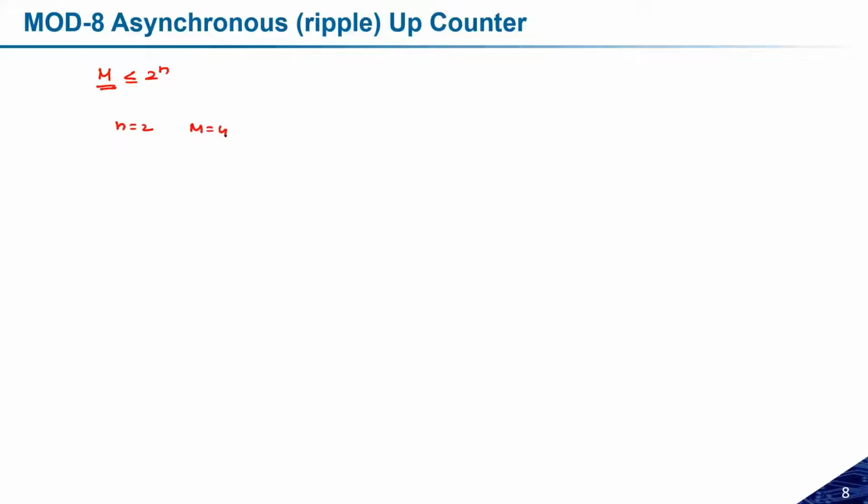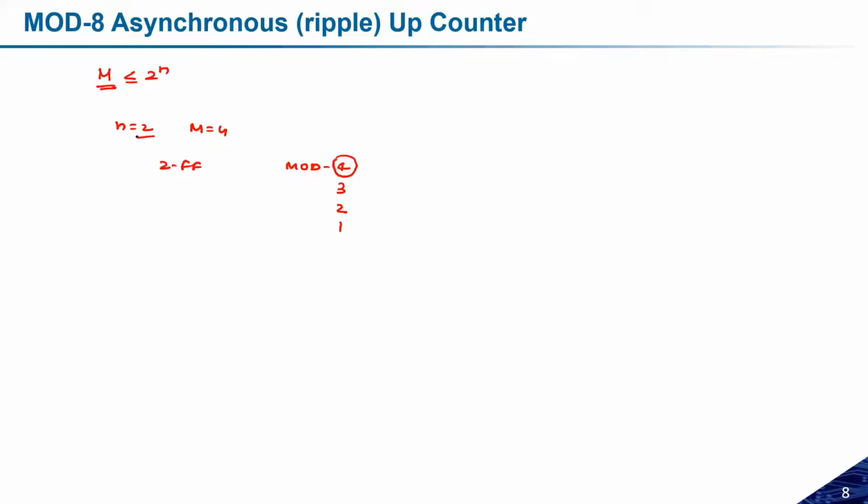What does it mean? It means that with the help of 2 flip-flops, I can design a mode 4 counter. Even less than that is also possible. Mode 3 is also possible. Mode 2 is also possible. Mode 1 is also possible. So the highest possible mode with n flip-flops will be 2 to the power n.